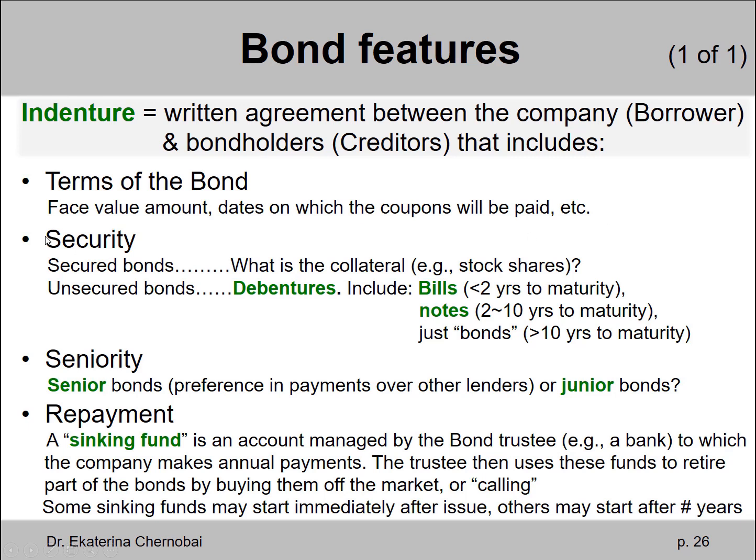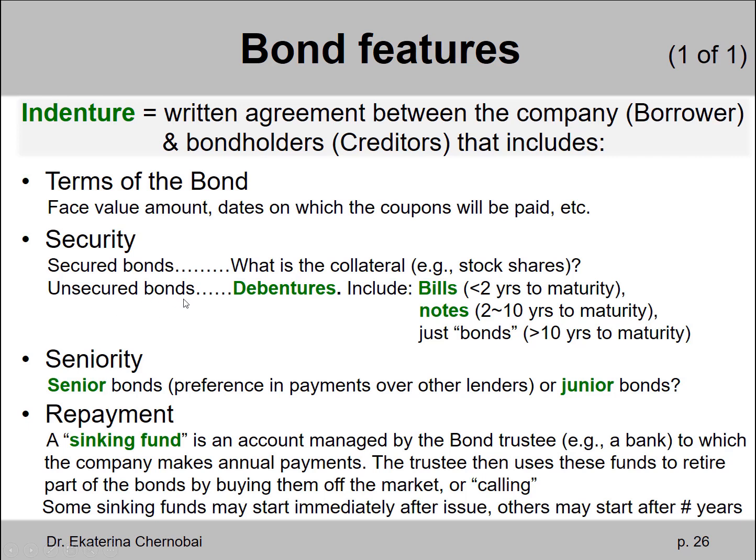Security. Bonds are called secured if they have some sort of collateral, in case the company cannot meet its obligations and pay the coupon and the face value to the bondholder. So what could be a collateral? Maybe if the company cannot pay cash as coupon payments, it instead pays in stock shares. Or maybe it uses something else as a collateral, maybe some sort of accounts receivable.